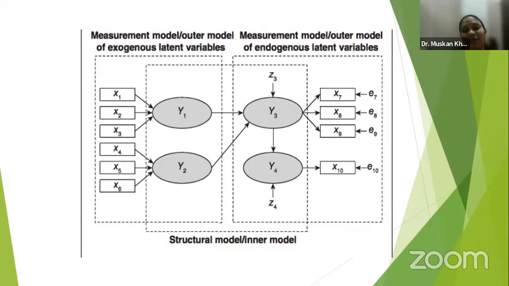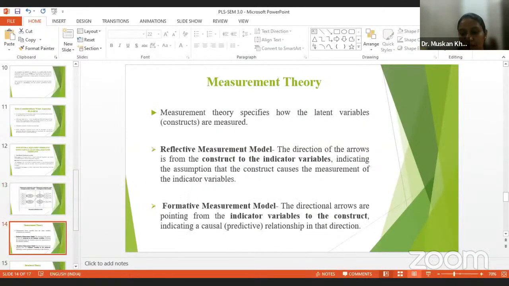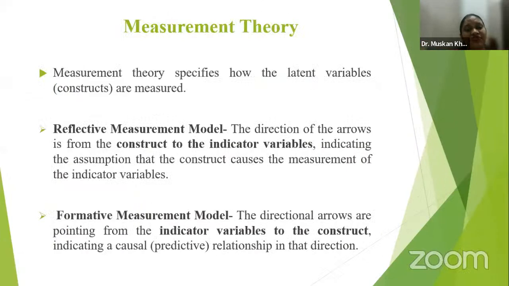So with the help of PLS-SEM, we try to provide predictive relevance to our model, and we can do it with the help of certain variables, which are in the ovals, and certain items. The measurement model helps us to evaluate the strength of a particular model, like how much strength these indicators are providing to a particular construct. This can easily be analyzed with the help of the measurement model, or measurement theory. Measurement theory specifies how the latent variables are measured.